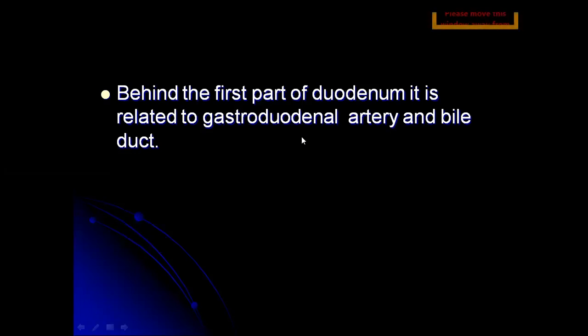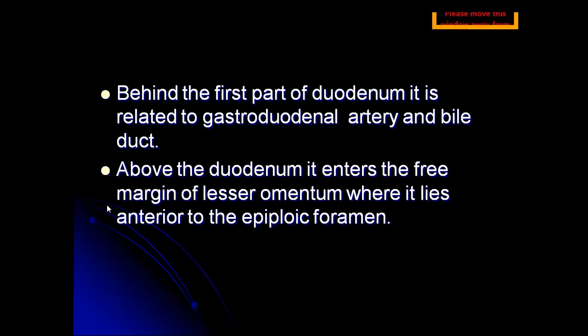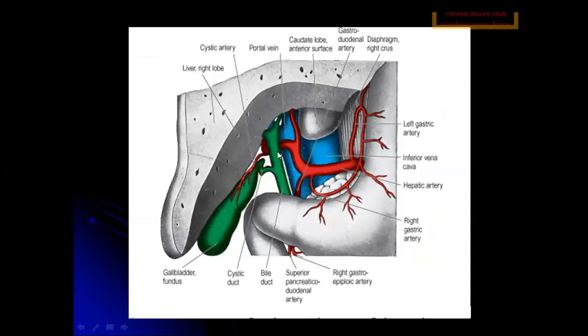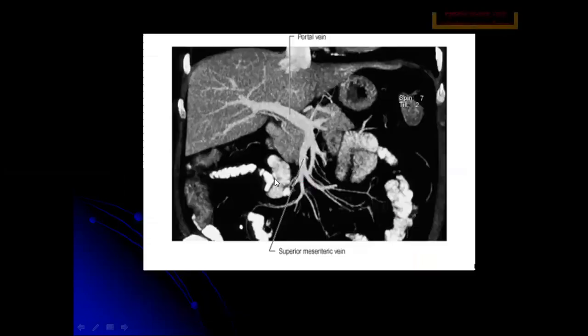Behind the first part of the duodenum, it is related to the gastroduodenal artery and bile duct. Above the duodenum, it enters the right free margin of the lesser omentum where it lies anterior to the epiploic foramen. Where the finger is passed, that is the epiploic foramen, and this is the point where we have the portal vein. So we can see this is the portal vein. Anteriorly it is related to the hepatic artery and also the bile duct. In this radiographic picture also, we are finding the outline of the portal vein.